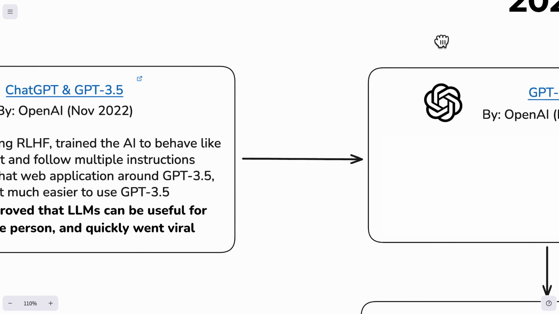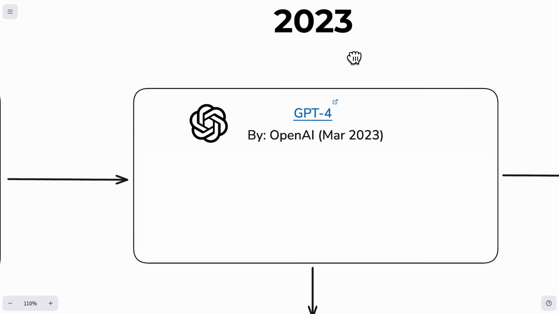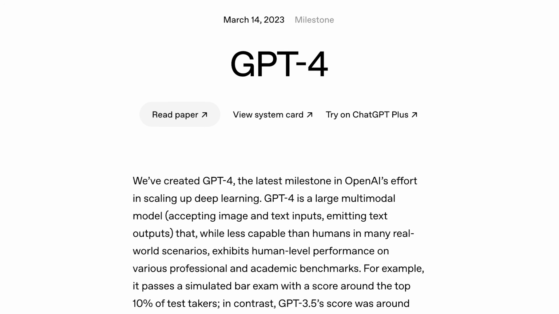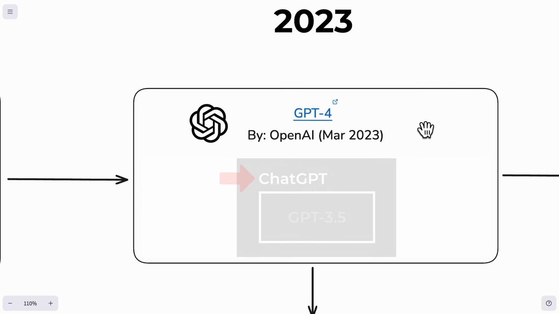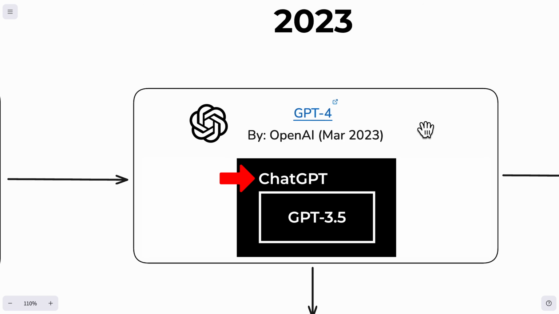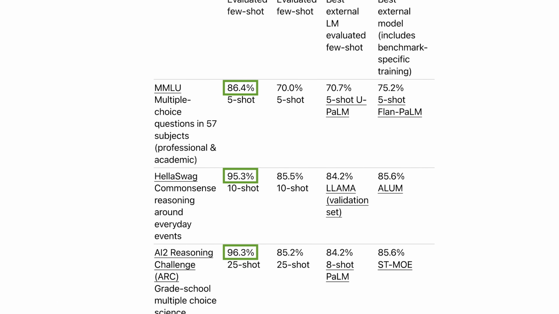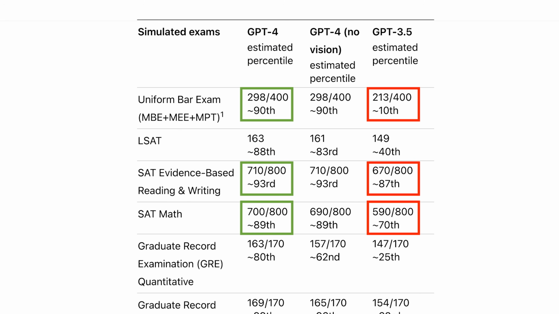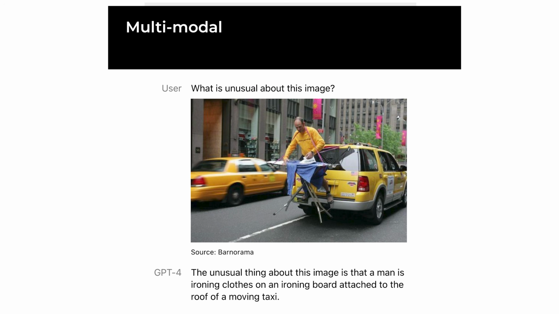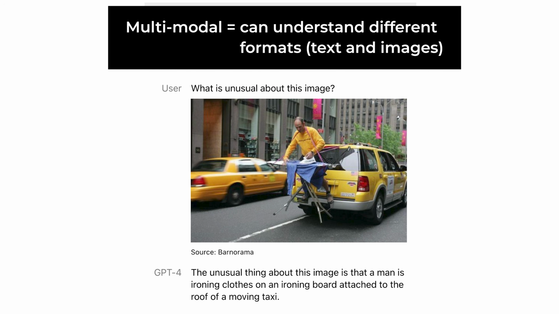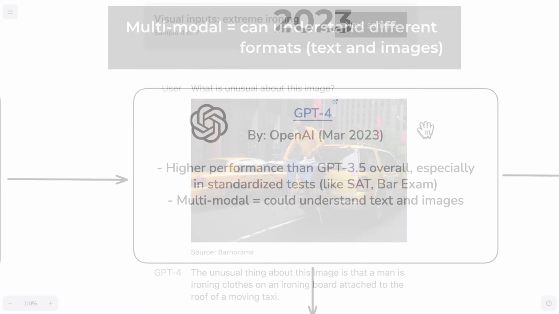Following the success of ChatGPT, in March of 2023, OpenAI released GPT-4. So note that ChatGPT, the chat web application, stayed the same. They just switched the AI model powering the web app from GPT-3.5 to GPT-4. GPT-4 had higher performance than GPT-3.5 overall, especially in standardized tests like the SAT and the bar exam. It was also multimodal, which means it could understand different formats like text and images.